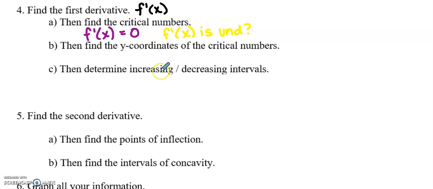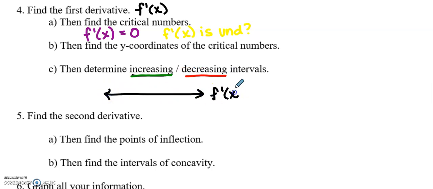I'm going to skip to part C, determining increasing and decreasing intervals. We do that by taking our number line, labeling that number line f prime of x, so we know what we're referencing, plotting some critical numbers, whether they came from 0 or undefined, and then doing some test situations for intervals of increasing or decreasing, positive or negative.